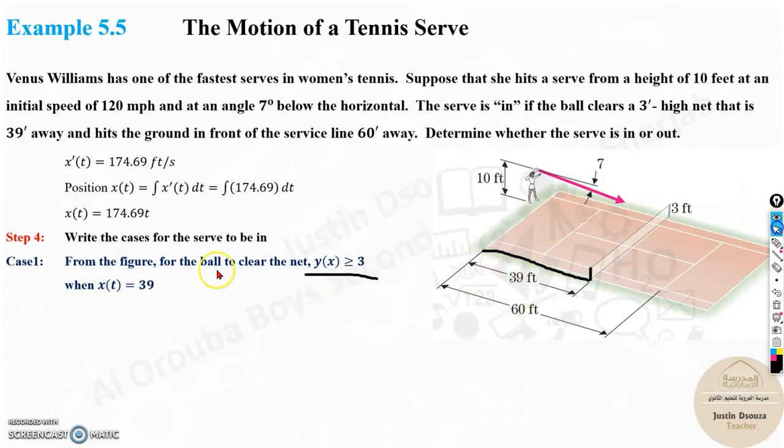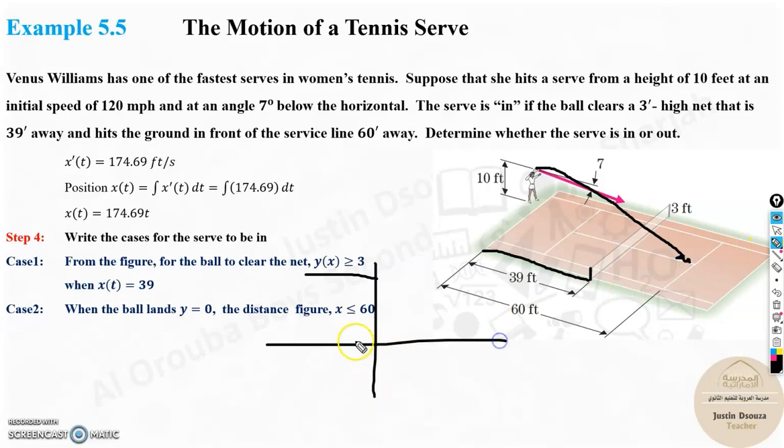And what is the next condition? Next condition, when it lands, landing means what is the vertical position? When it is landing, the vertical position is 0. It touches the ground, right? So over here they have told 3 feet. Yes, it's coming like this at 3 feet. Okay, the distance is 39. Fine.